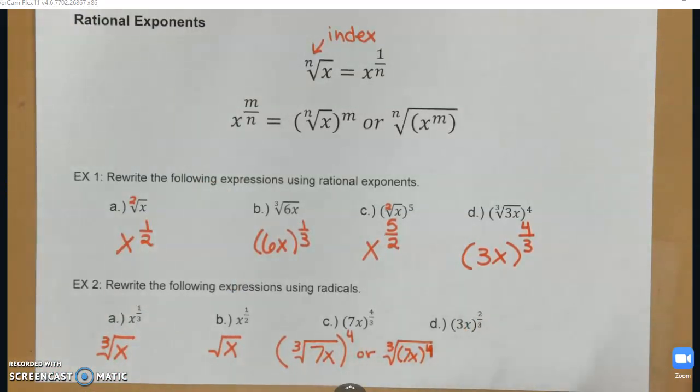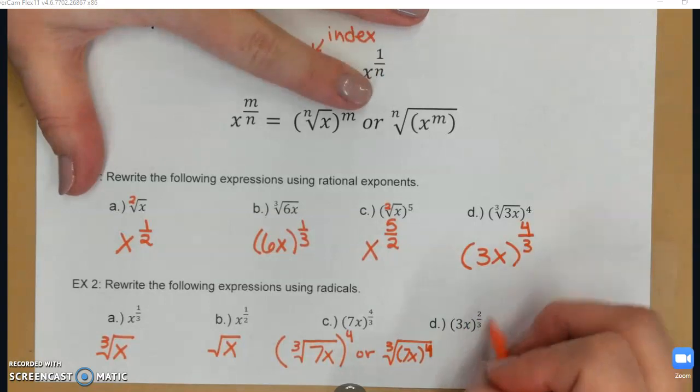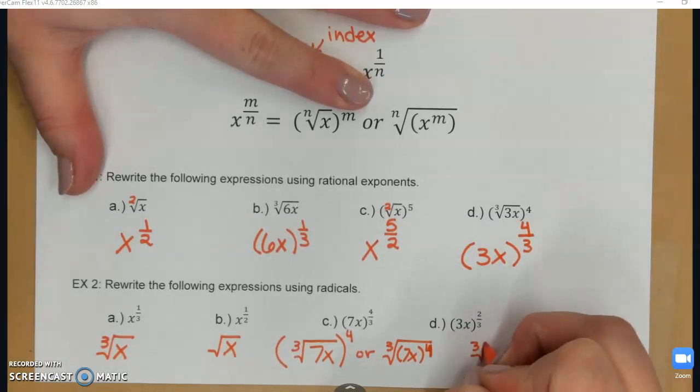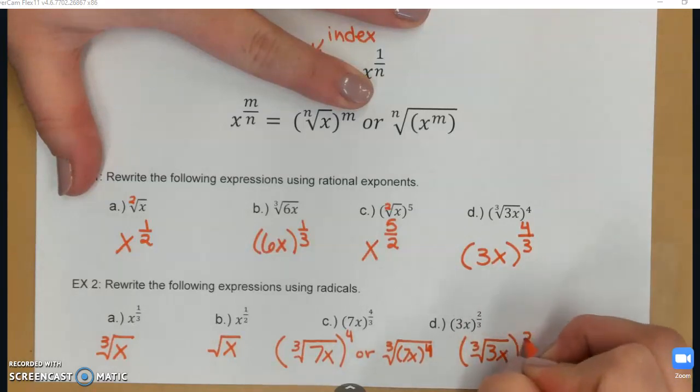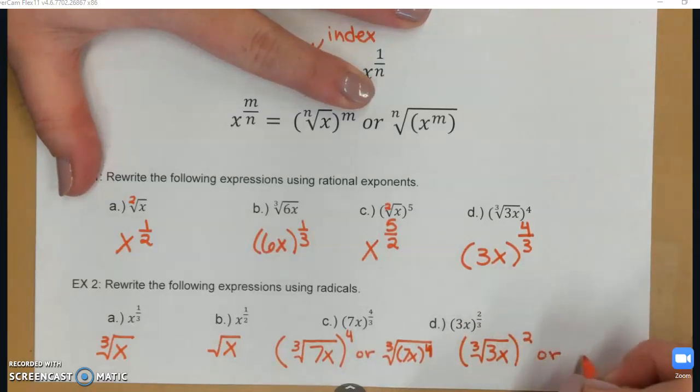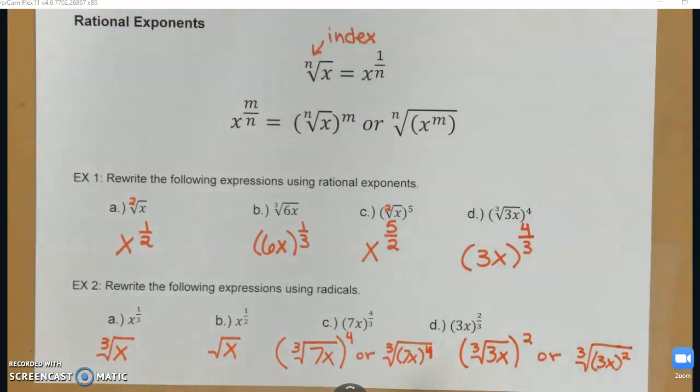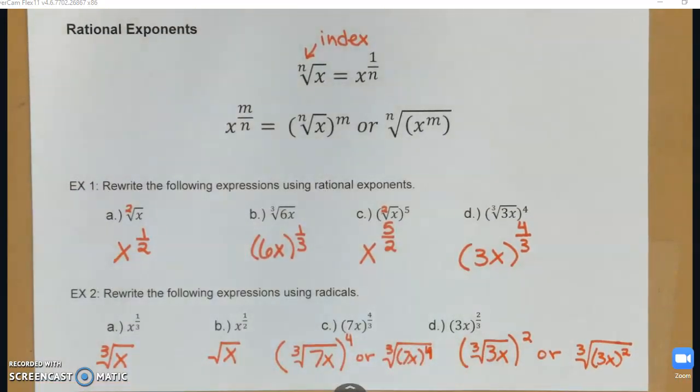All right, and then last one, d, I have 3x to the 2/3 power. So again, this is going to be a cube root. 3x is inside, and I can either raise that whole thing to the 2nd power, or we can say the cube root of 3x and the squared is inside the radical. Either way is acceptable. Okay, and this is just a brief introduction into rational exponents.